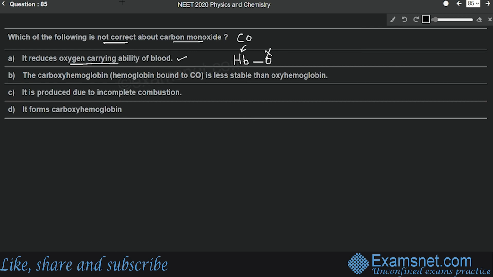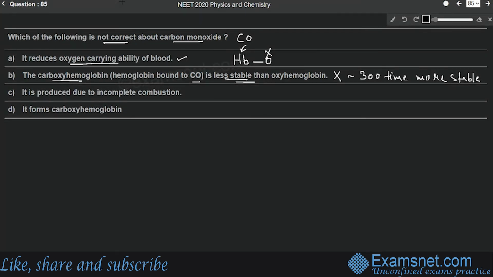Now, the next statement is that carboxyhemoglobin, that is hemoglobin bound to carbon monoxide, is less stable than oxyhemoglobin. This is not a correct statement because carboxyhemoglobin is about 300 times more stable than oxyhemoglobin. So we have already got our incorrect statement. Still, let's go through other options as well.